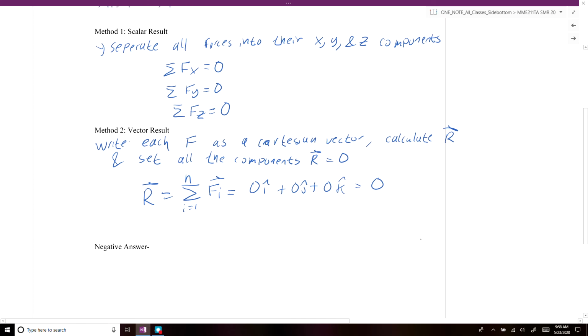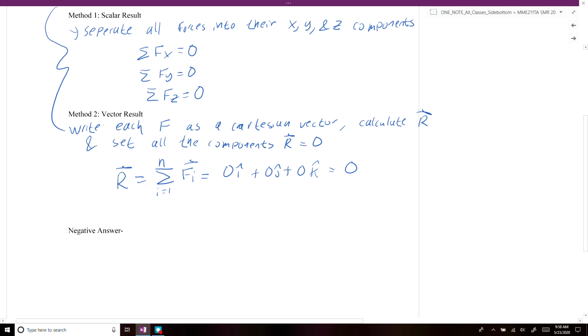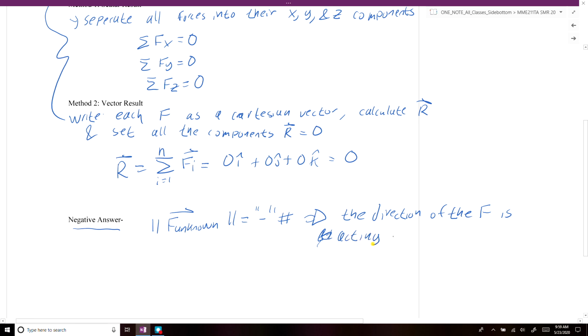All right. So for either of these two methods, one thing we should remind ourselves is that after we solve for the unknown magnitudes of our forces, we may end up getting a negative answer. So we might end up solving for an unknown force's magnitude, and it might be a negative number. If we get a negative answer, what this means is that the direction of the force is actually acting in the opposite direction as it's drawn on our free body diagram.